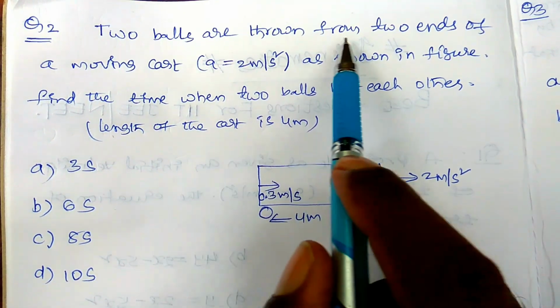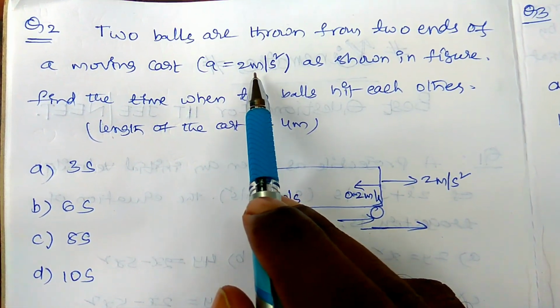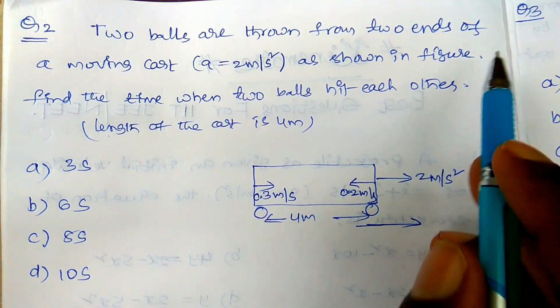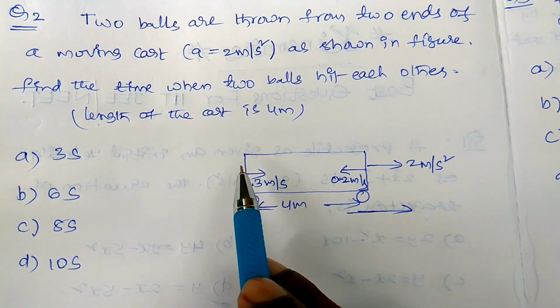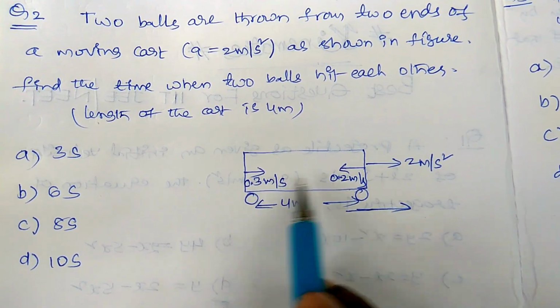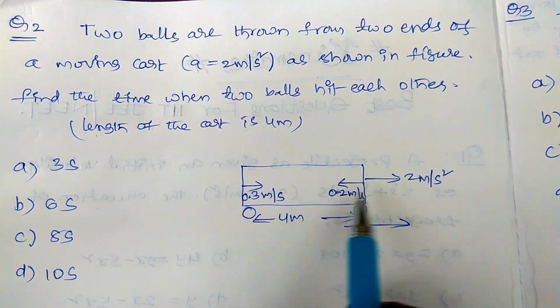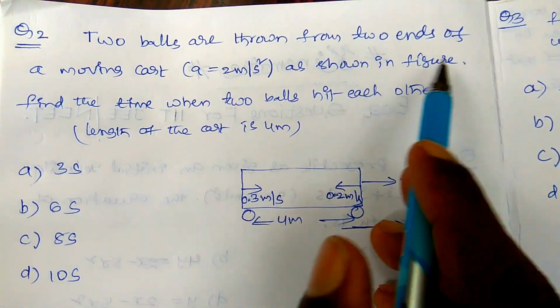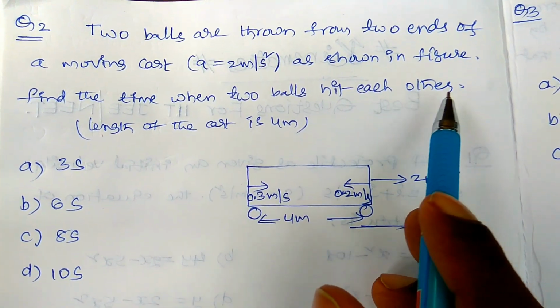So two balls are thrown from two ends of a moving cart with acceleration 2 meter per second square, as shown in the figure. So this is the cart. There are two balls, this is the first ball and the second ball. Both are thrown from the two ends in opposite directions. Find the time when the two balls hit each other.